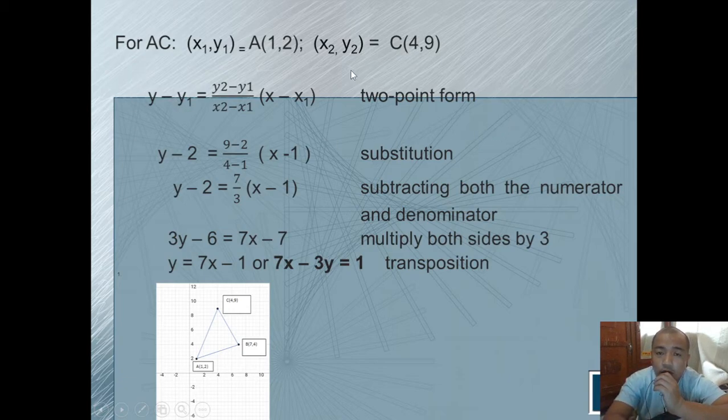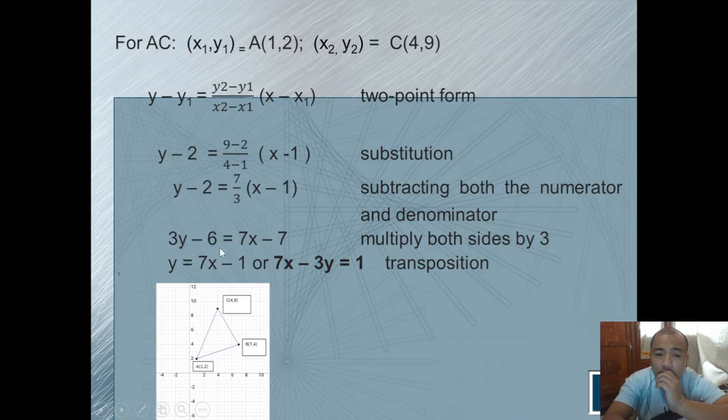Substitute it to the equation of the 2-point form. Then we have y minus 2 equals 9 minus 2 all over 4 minus 1 times quantity x minus 1. 9 minus 2 is 7, 4 minus 1 is 3. From this equation, we will now multiply this by 3. 3y minus 6 equals 7x minus 7.